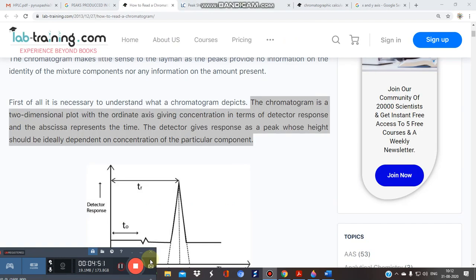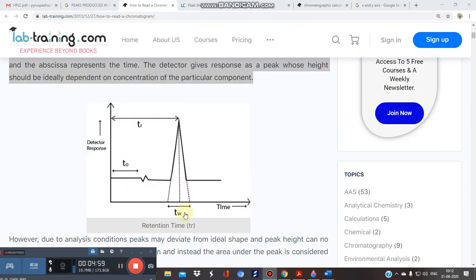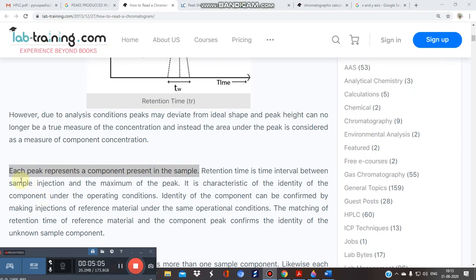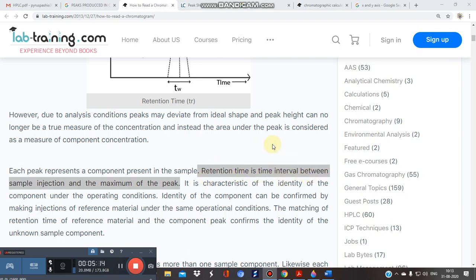Okay. You see again, the chromatogram that we obtain in HPLC is a two-dimensional plot. We have different axes, x-axis and y-axis, with retention time and the detector response. Always remember this: each peak represents a compound present in the sample, and the retention time is the time interval between the sample injection and the maximum of the peak.